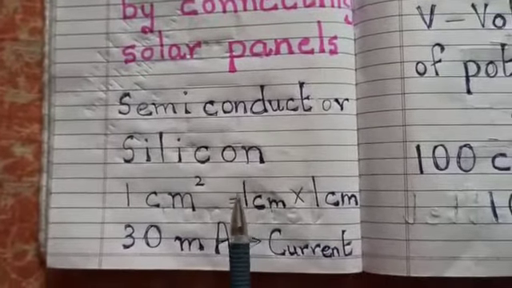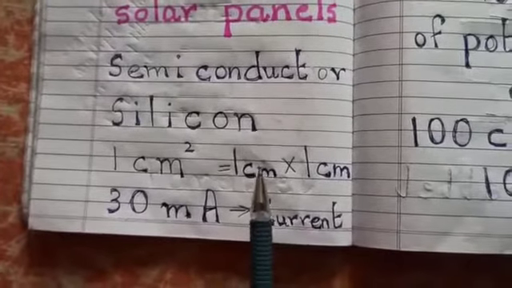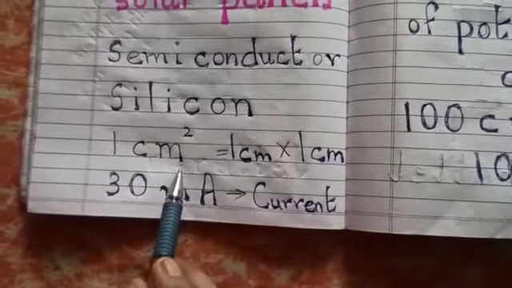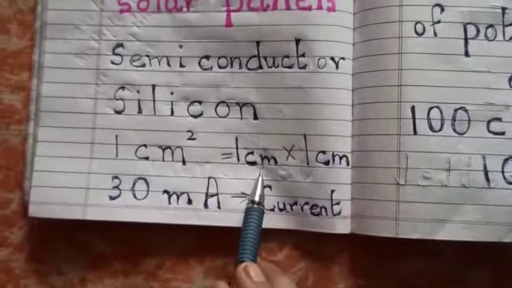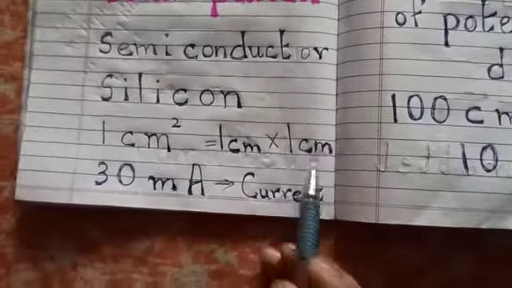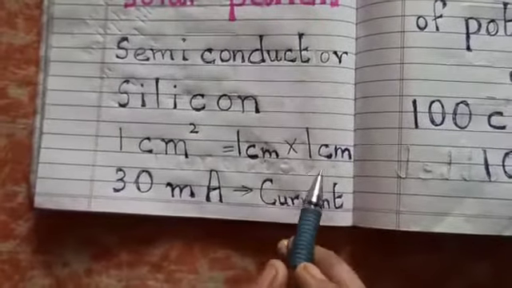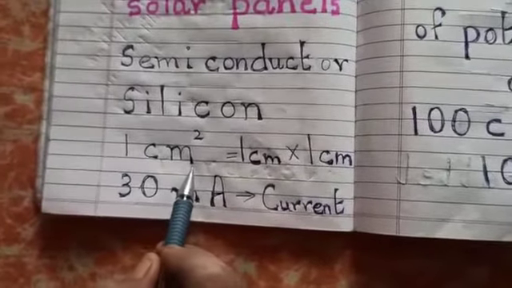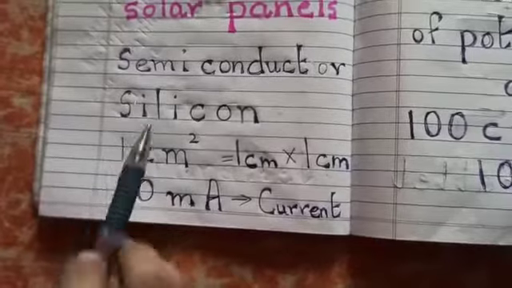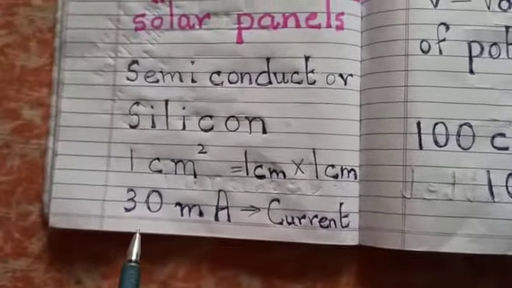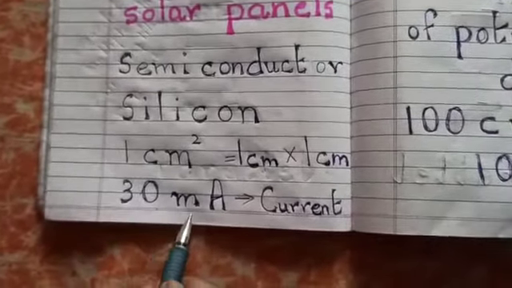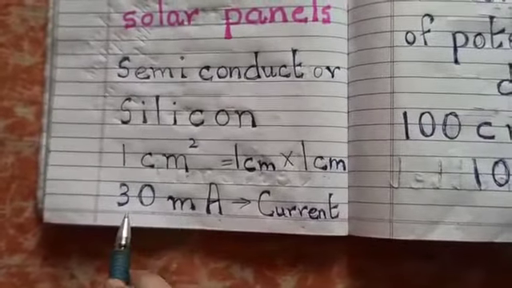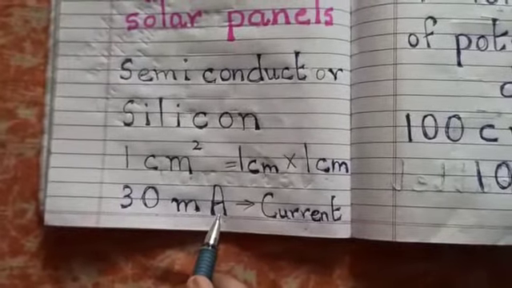A silicon solar cell has a dimension of 1 centimeter square, meaning length is 1 centimeter, breadth is 1 centimeter, area is 1 centimeter into 1 centimeter, which is equal to 1 centimeter squared. Now, such a cell generates an electricity of 30 milliamps. So, the current generated by this cell is 30 milliamps.